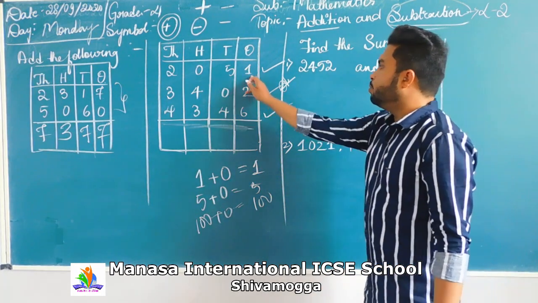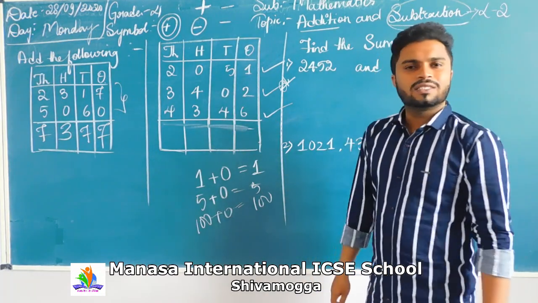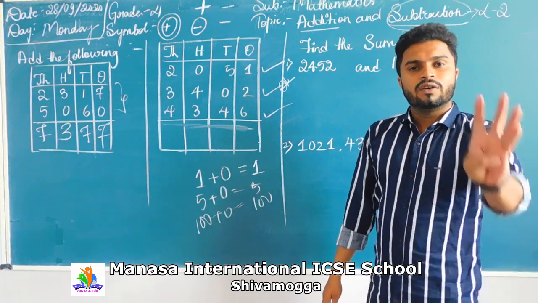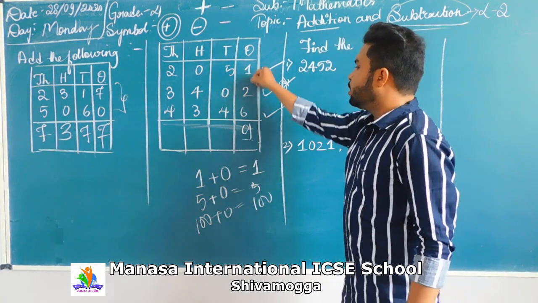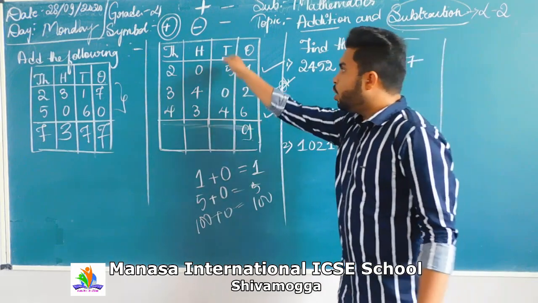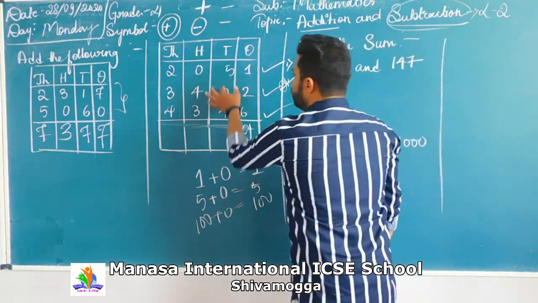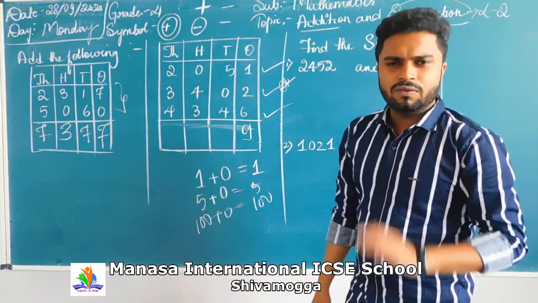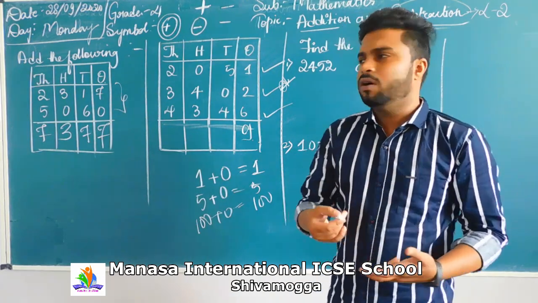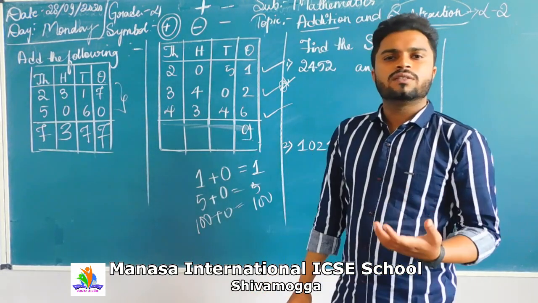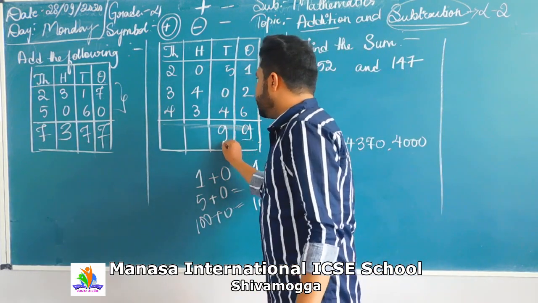See, first you are going to do this addition. 1 plus 2 is 3, 3 plus 6 is 9. In the ones place you got what? 9. Moving on to the tens place, 5 plus 0 is 5 itself, because when you add 0 to a number, it is the same number. Plus 4, it is 6, 7, 8, 9. So again it is 9.